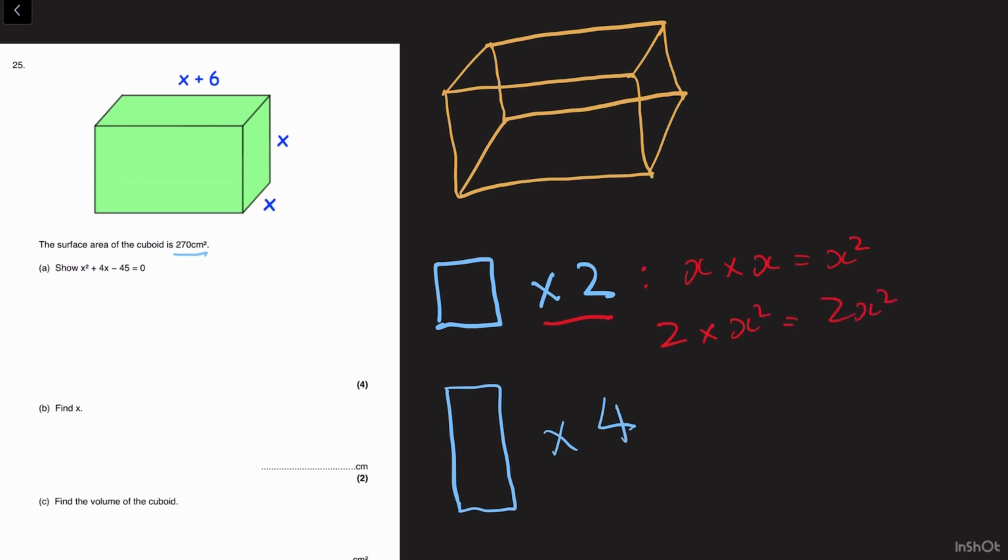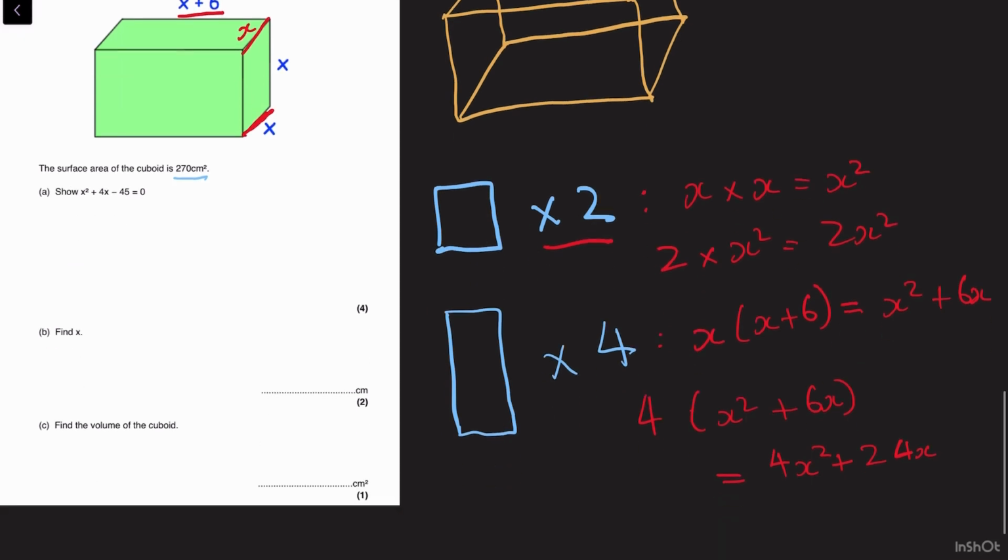Now the rectangle has a length of x plus 6 and a width of x. So these two have the same width. So x plus 6. So I write x brackets x plus 6. When you write x like this, it just means these two numbers times each other, which gets us x squared plus 6x. And because there's 4 of those surfaces, I have to now do 4 times everything within this bracket, which gets us 4x squared plus 24x. So 4x squared plus 24x.